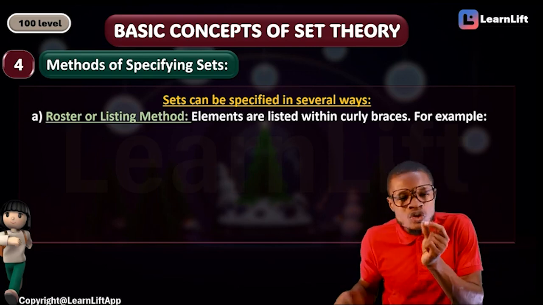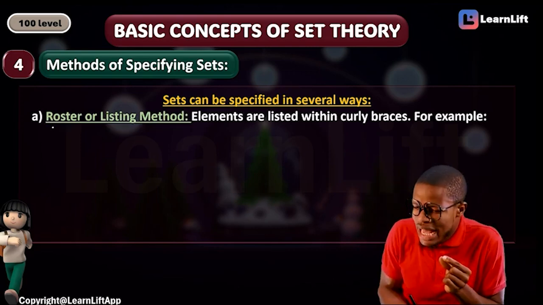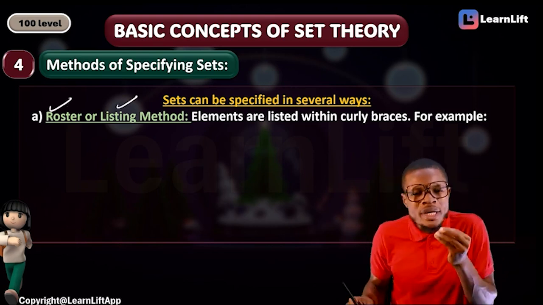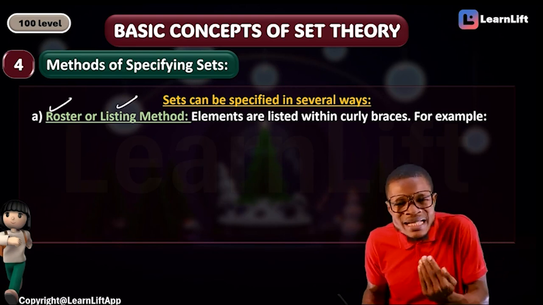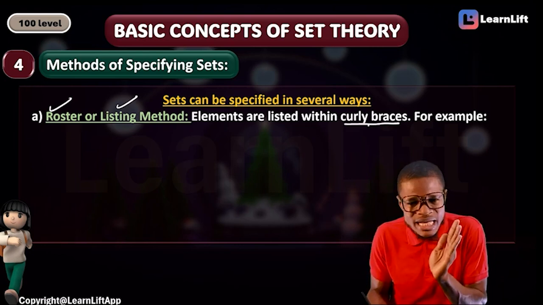Number 1 is called the roster or the listing method. When we say roster method, another name for roster method is also called your listing method. So within roster or listing method, elements are listed within your curly braces. Are you getting me now?